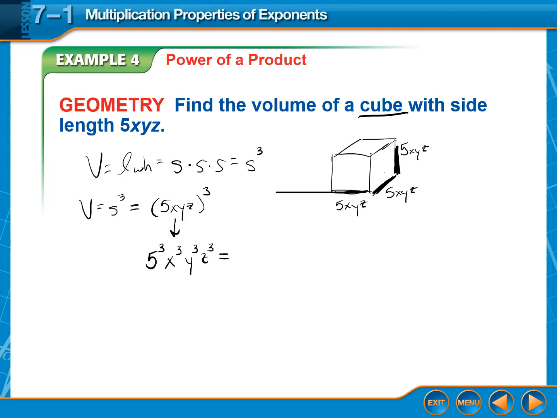And if you do the multiplication, 5 to the third power means 5 times 5 times 5. Well, 5 times 5 is 25, and then 25 times 5 is 125. And then for my variables, they stay x to the third, y to the third, and z to the third. So the volume of a cube, if each side is 5xyz, is 125 x to the third y to the third z to the third.